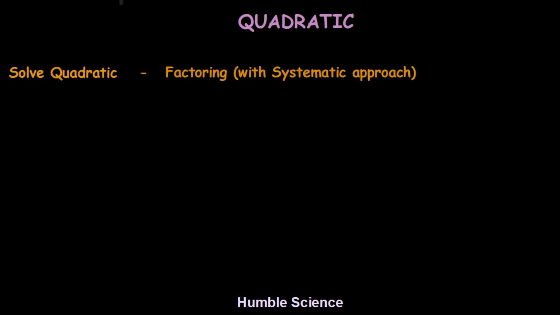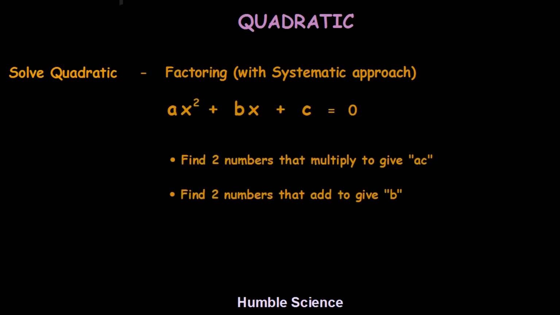For a slightly more difficult quadratic, especially when the first term a is not equal to 1, we may still be able to solve it by factoring, but we might want to use a more systematic approach rather than just randomly guessing numbers. Still the same as before, it will be helpful to remember that the two new numbers in the factors, when multiplied, will equal a times c, but when added to each other will equal b. Let's take a look at an example.